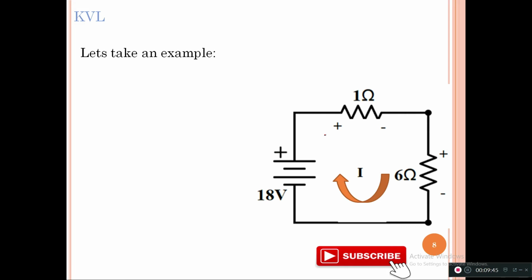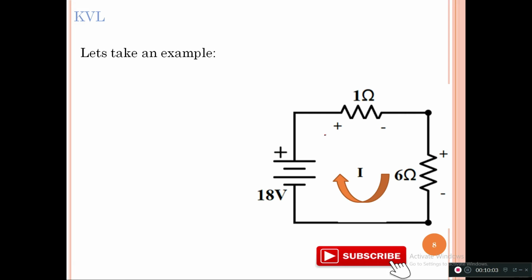And what does our conventional current say? Conventional current says that current is positive when it enters from the positive terminal of the battery. So here you can see that current is entering from the negative terminal of the battery. So obviously I will write minus 18 when I write the equation of the KVL.